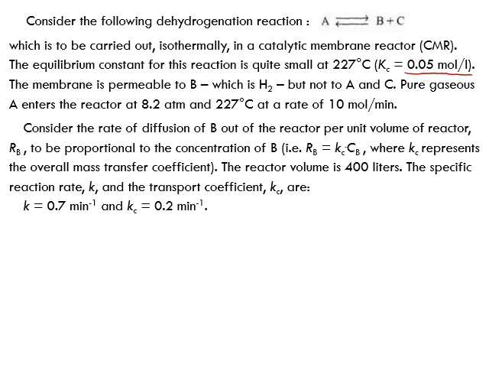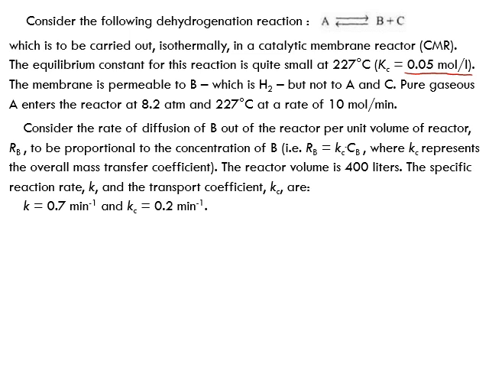Consider the rate of diffusion of B out of the reactor per unit volume of reactor, that is capital R_B, to be proportional to the concentration of B, i.e. R_B equals kc, with small letters, times C_B, where kc represents the overall mass transfer coefficient. The reactor volume is 400 liters. The specific reaction rate constant k and the transport coefficient kc are given as follows: k equals 0.7 per minute and kc equals 0.2 per minute.